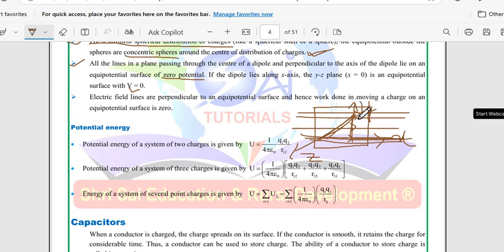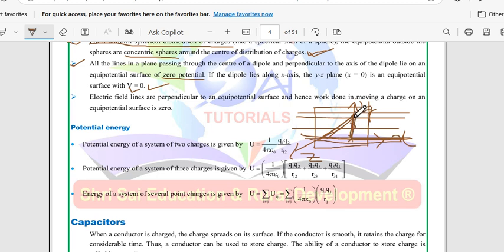So all the lines in a plane passing through the center of the dipole and perpendicular to the axis of the dipole lie on the equipotential surface, which will be 0. Why? Because if the dipole is in one direction, the other direction must be 0. The YZ plane is an equipotential surface with potential V equal to 0. In that condition, the potential will be 0 when it is perpendicular to the axis.